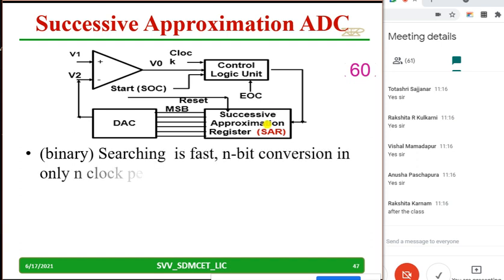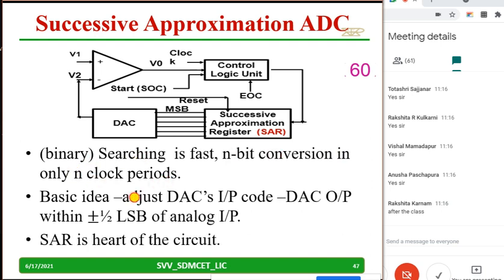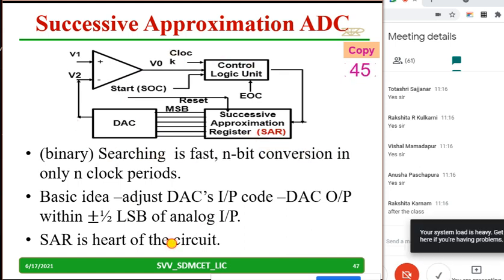Binary searching is very fast compared to linear search, because an n bit conversion takes only n clock pulses. The idea is that we are adjusting the DAC input such that this becomes plus or minus half LSB of the analog input. Actually, in this whole diagram, the SAR, successive approximation register, is the heart of this complete circuit. Let's take 1 or 2 lines from this. We will continue the discussion.